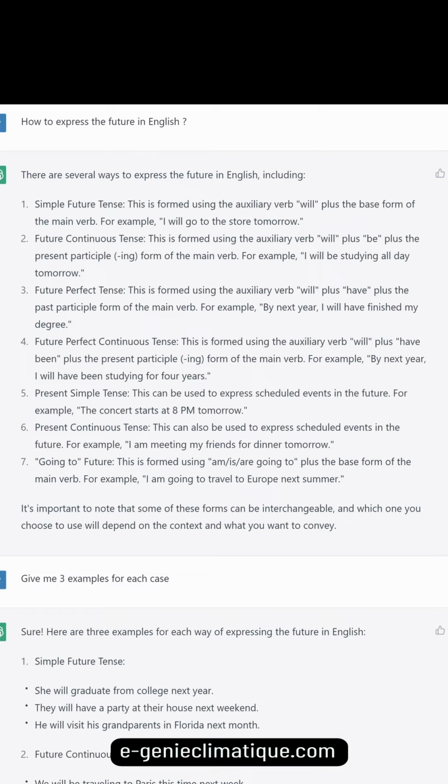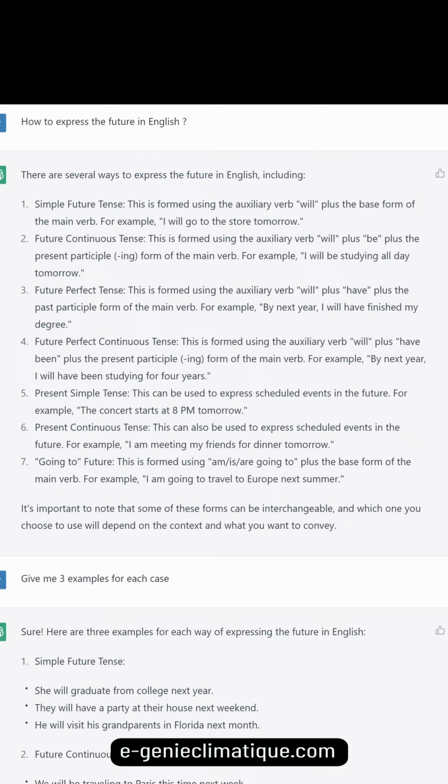Present simple tense. This can be used to express scheduled events in the future. For example, the concert starts at 8 p.m. tomorrow. Present continuous tense. This can also be used to express scheduled events in the future. For example, I am meeting my friends for dinner tomorrow.